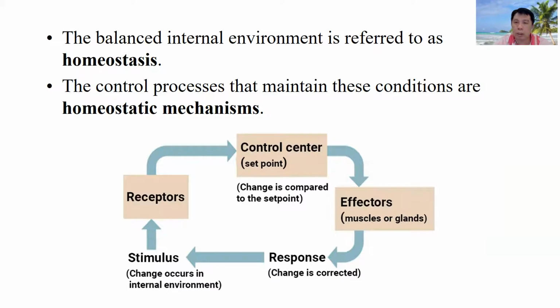which is the central nervous system. In the central nervous system, there is a control center, for example, found in the hypothalamus. It sends the signal or the nerve impulse to the effectors. The appropriate effectors will provide an appropriate response to correct the internal environment. So this is how homeostatic mechanisms occur in our body.